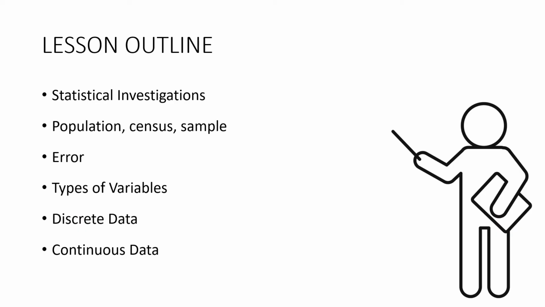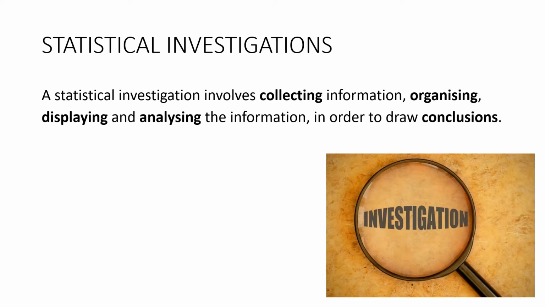Here's the lesson outline. We're going to look at statistical investigations, population, census and sample, error, types of variables, discrete data and continuous data. So a statistical investigation involves collecting information, organising, displaying and analysing the information, and then drawing conclusions. And here's the process.